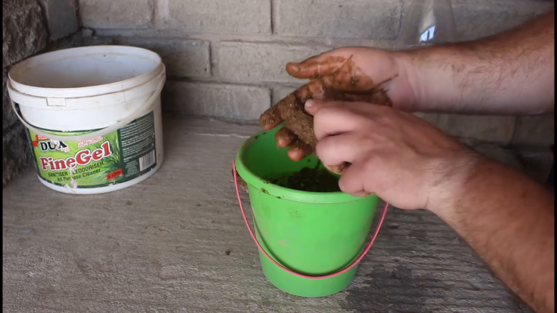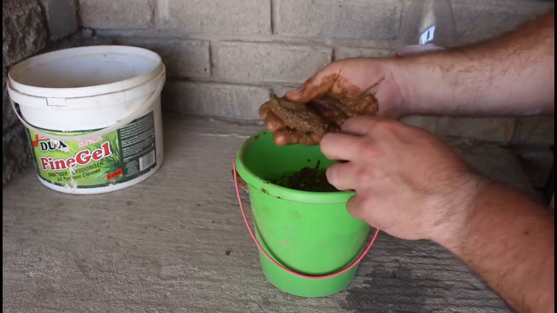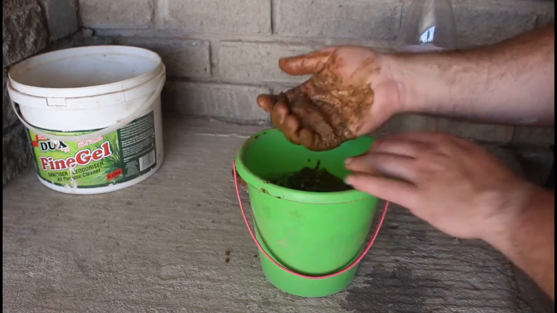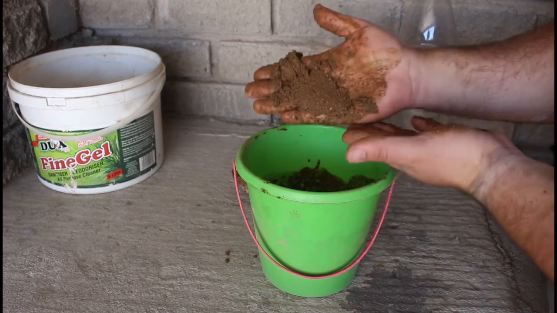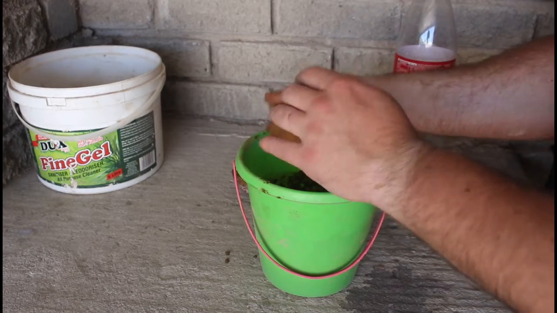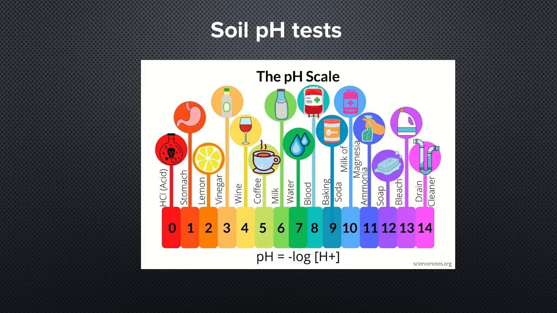If you feel the soil in your hand and it feels gritty, it means there is a lot of sand in your soil. If it feels slippery and smooth, it means there's a lot of clay in your soil.